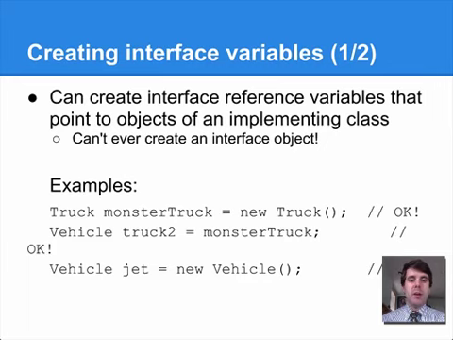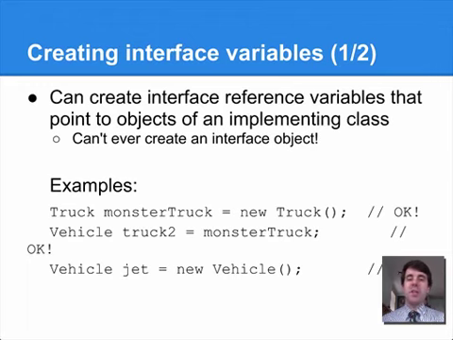Now, let's talk about how you can use interface variables to reference the objects in your class. Again, as long as the object type implements the interface, you can assign it to a variable of that interface type. So if you take a look down below here, we can create a truck object called monster truck, and then we can assign it to a vehicle variable named truck2.